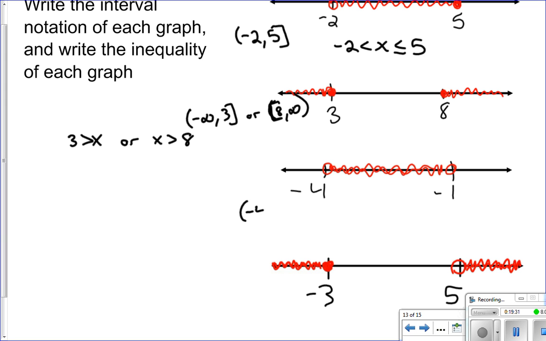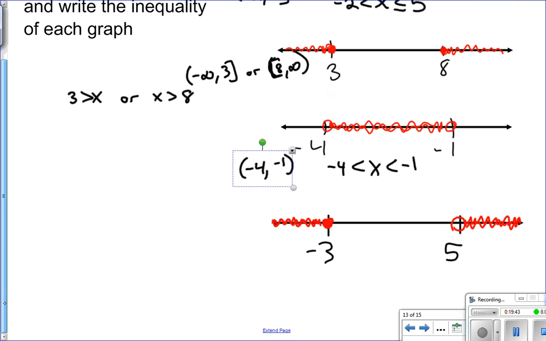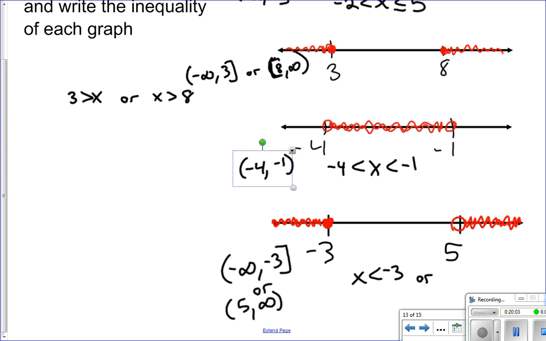This one's -4, -1. We write this as x is greater than -4, x is less than -1. And down at the bottom, it's negative infinity to -3, or parenthesis 5 to positive infinity. And this is x is less than negative 3 or x is greater than 5.